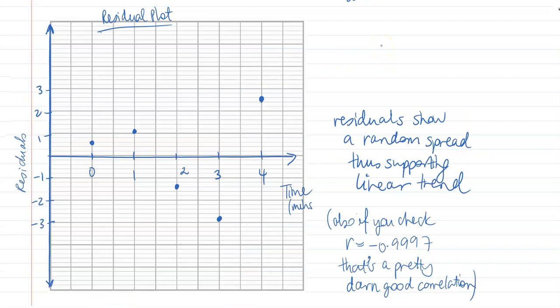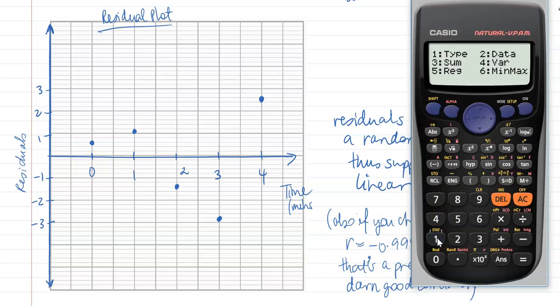So they're the residual values you should have for that data. And use those residual values to create my residual plot. And if you look at those values, they look fairly randomly scattered across that center line. So that supports the linear trend. Also, if you check your correlation coefficient value, so we use our statistical functions again under option 5, and then we choose option 3R, we get a negative 0.9997. So that's a very strong negative trend there.